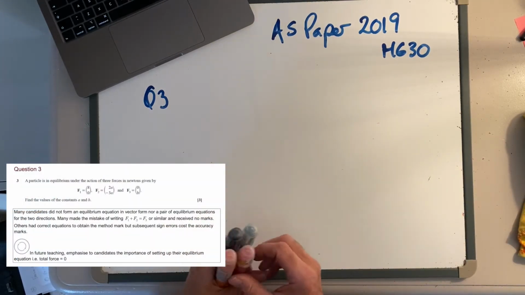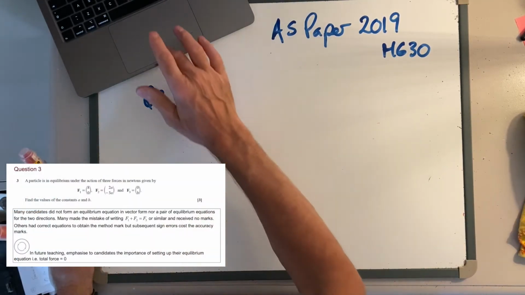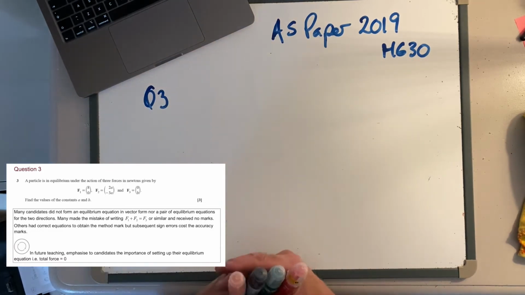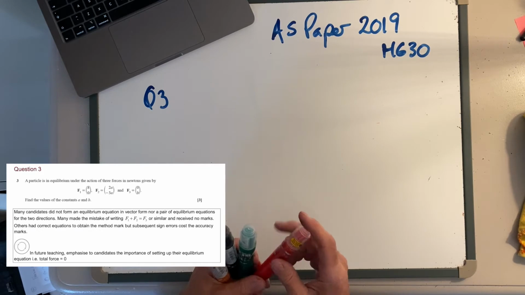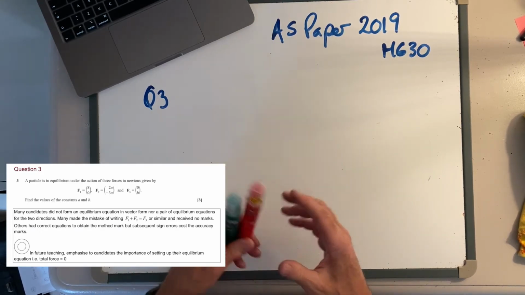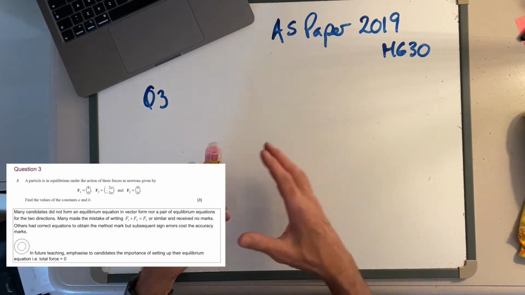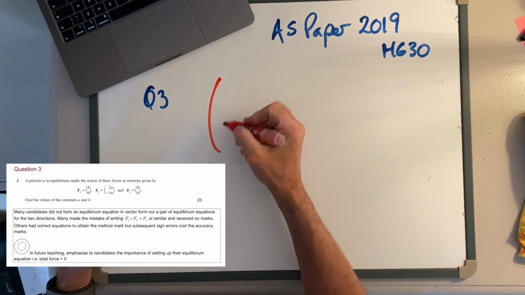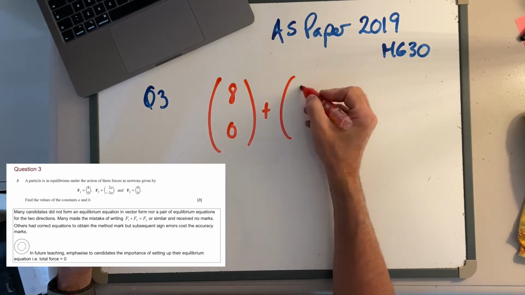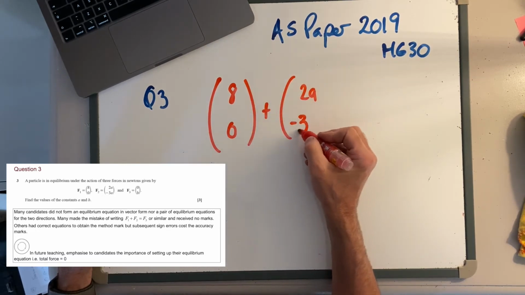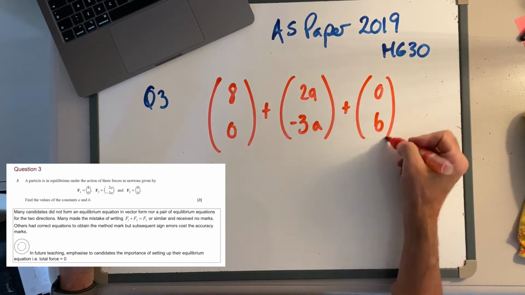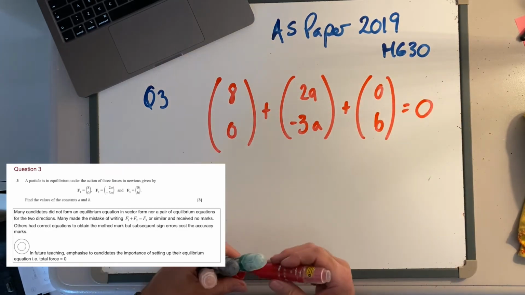So we're looking at question 3, and it says here that a particle is in equilibrium under the action of these 3 forces in newtons given by F1, F2 and F3. If they're in equilibrium, then you can write the vector equilibrium equation like this, and you know that that equals 0.